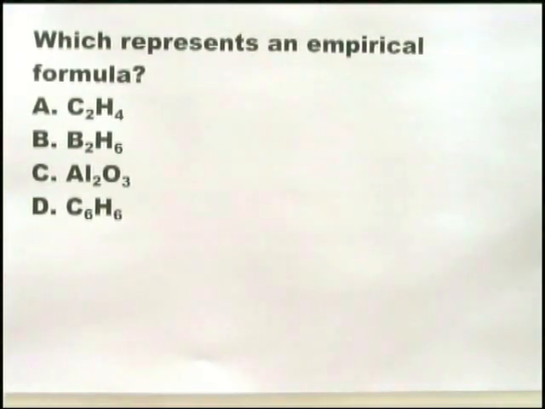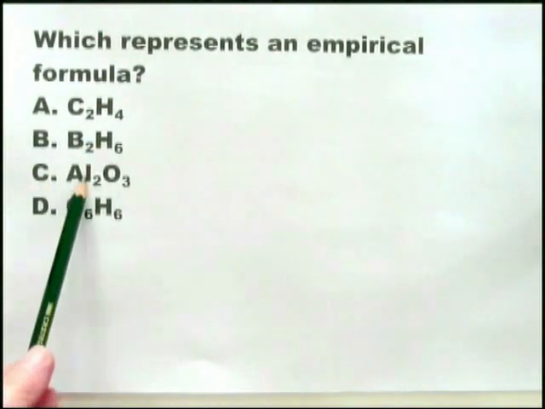Examiners like to see that you can use a concept from one part of chemistry in another part of chemistry. And empirical formulas generally are discussed within organic chemistry, and the reason for that is that many organic chemicals have both a molecular formula and an empirical formula. In the case of inorganic chemistry, the empirical formula and the molecular formula are the same. It's just a fact of chemistry. And so what we've got here is a mixture of organic chemicals, C2H4 and C6H6, and some inorganic ones, B2H6 and Al2O3.